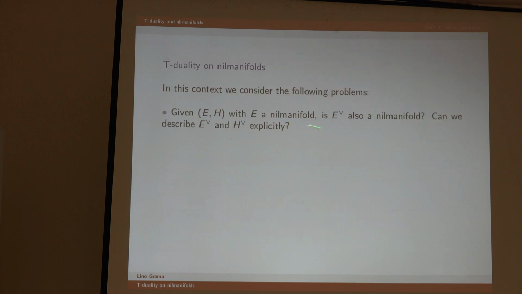Right now, we are interested in the following question. Suppose E is a nilmanifold. Is the dual also a nilmanifold? In this case, can we describe this T-dual explicitly in some sense?